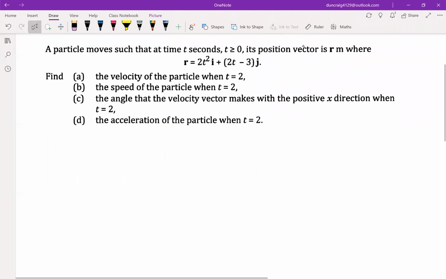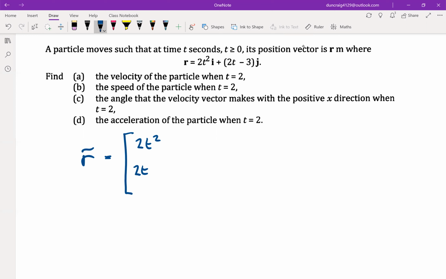In our first example, we've got a particle that moves. We've got an equation for displacement, and we've got our vector there, and it's asking to find the velocity of the particle when t is equal to 2. Essentially I can write that initial vector as a column vector. Our displacement is essentially 2t squared and 2t take 3.